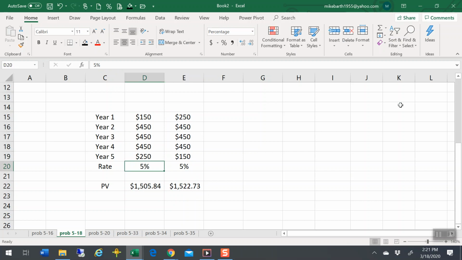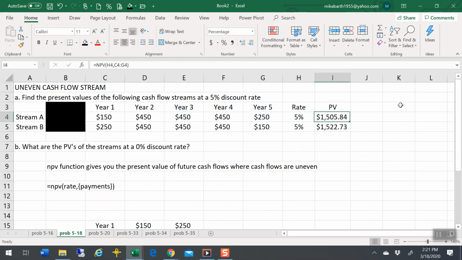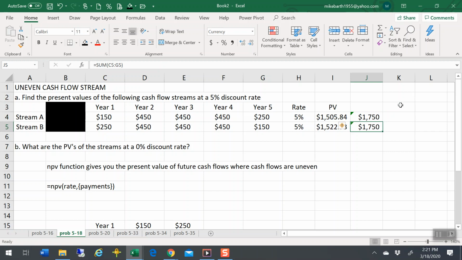Now, the second part of the problem is, what if this is discounted at zero? Discounted at zero means that the present value of the cash flows is just the sum of the cash flows. If there's no discounting, then they're worth exactly the same amount as the future values. Notice, though, that one of them is actually worth more. All right, this one's worth more, and that has to do with the timing of the cash flows. When you get the cash flows matters.